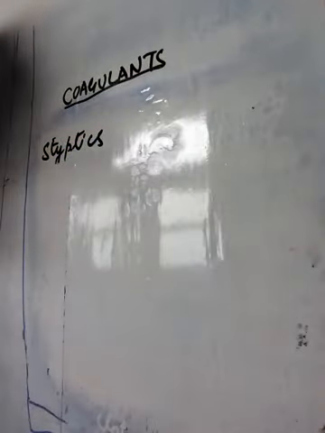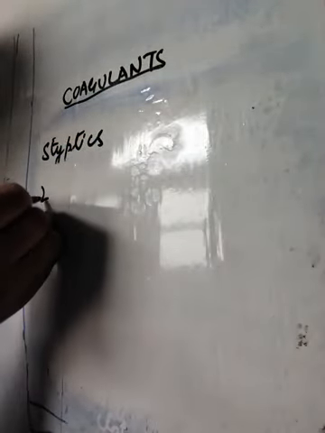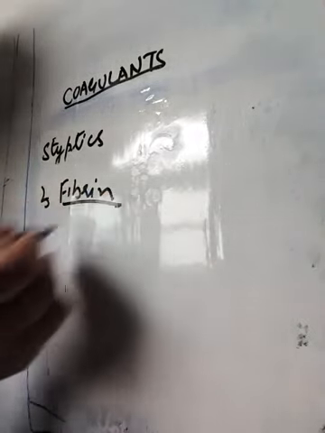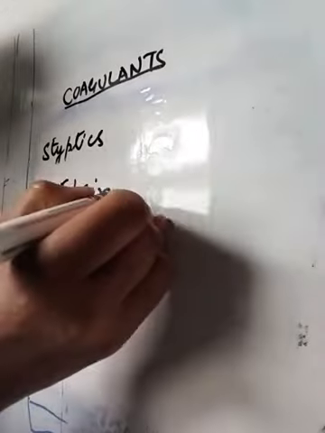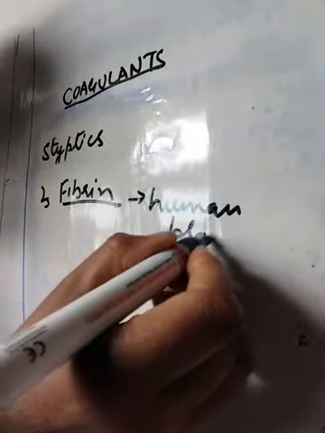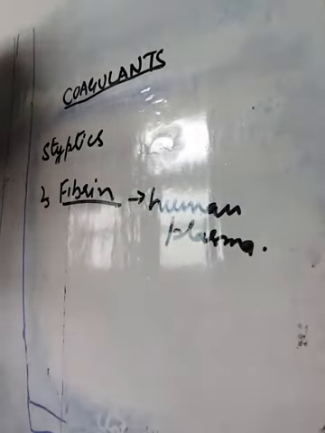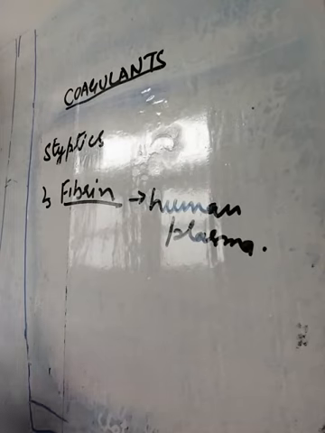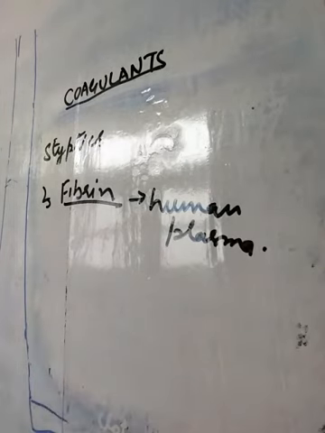Next is fibrin. Fibrin is obtained from human plasma and is available as sheets. It is used for covering the bleeding surfaces.